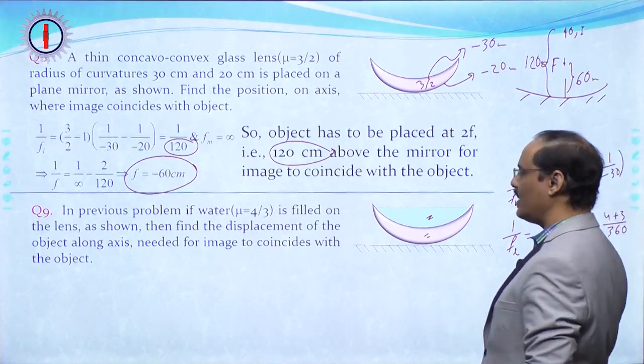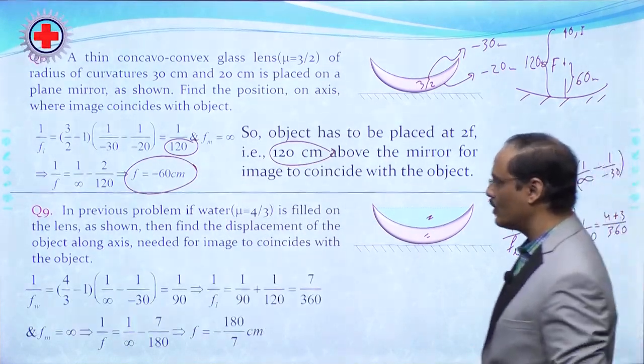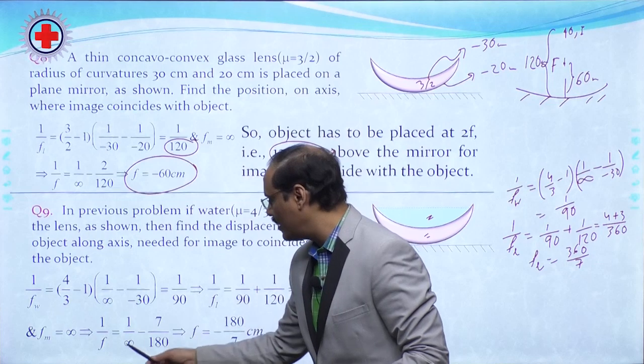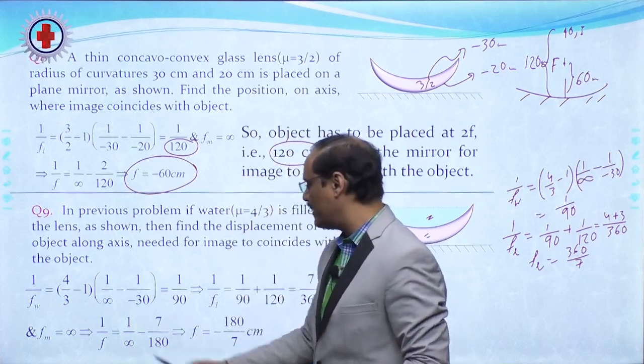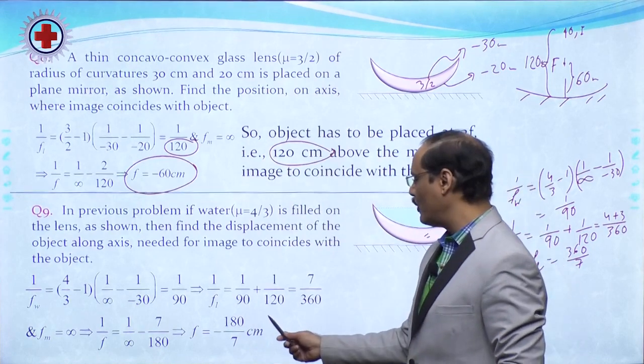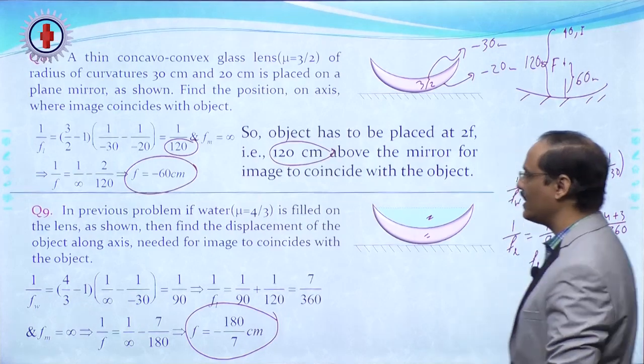Now, we have a plane mirror. So, if we put the formula of silvered lens, then we get 1 by f equal to 1 by infinity minus 2 by FL. So, it becomes 7 by 180, or focal length becomes 180 by 7, minus 180 by 7.